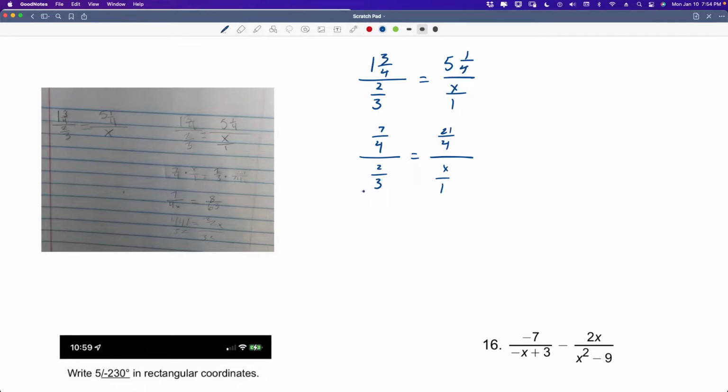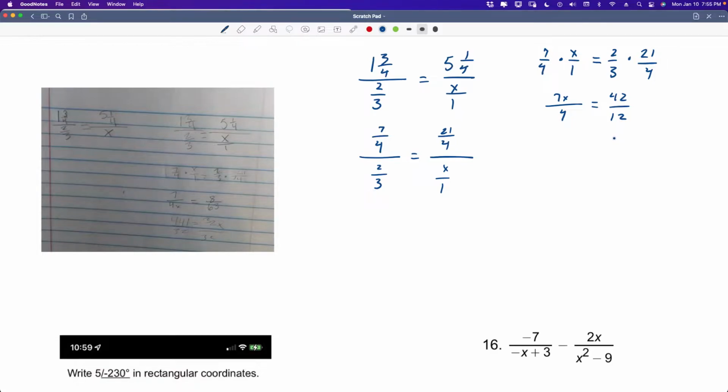Cross multiply. Okay, I'm going to do that right here. So I have 7 over 4 times x over 1 equals 2 over 3 times 21 over 4. Okay? 7x over 4 equals 42 over 12. Now we have single fractions.